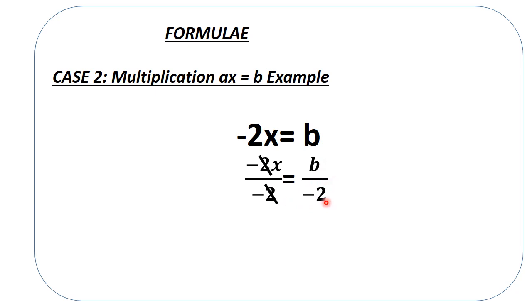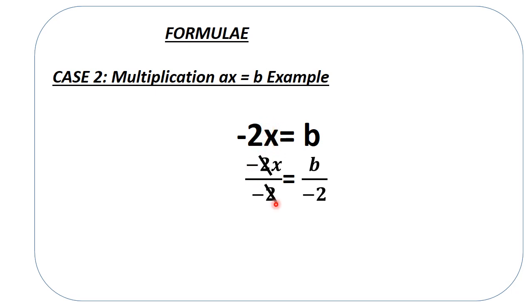So the reason why I had to show you this case is because some might forget this negative. They might divide by 2. But always keep in mind, this is not 2, it's negative 2. 2 and negative 2 are two different numbers. So divide by negative 2 so that you remain with x. Here, you should just remain with x.